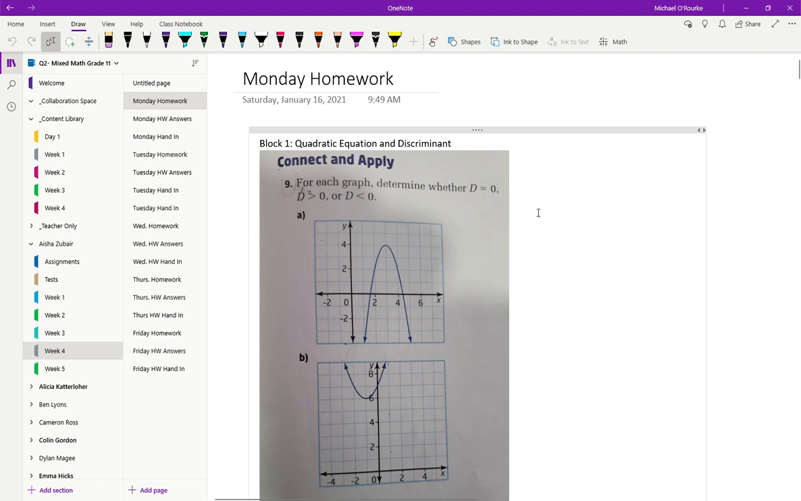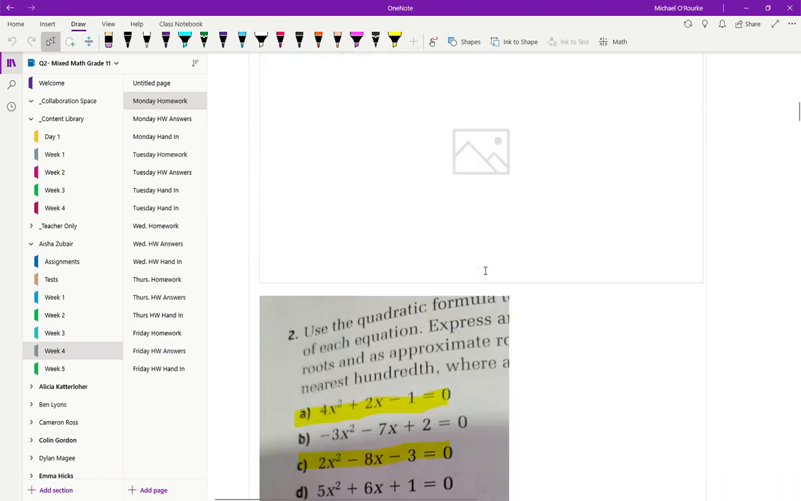In this case, it's asking, is your discriminant for this parabola going to be equal to 0, greater than 0, or less than 0? Okay? So if you remember back to our note, if it's equal to 0, it's going to have 1 touch. Less than 0, no touches. Greater than 0, it's going to have 2 touches. Okay?